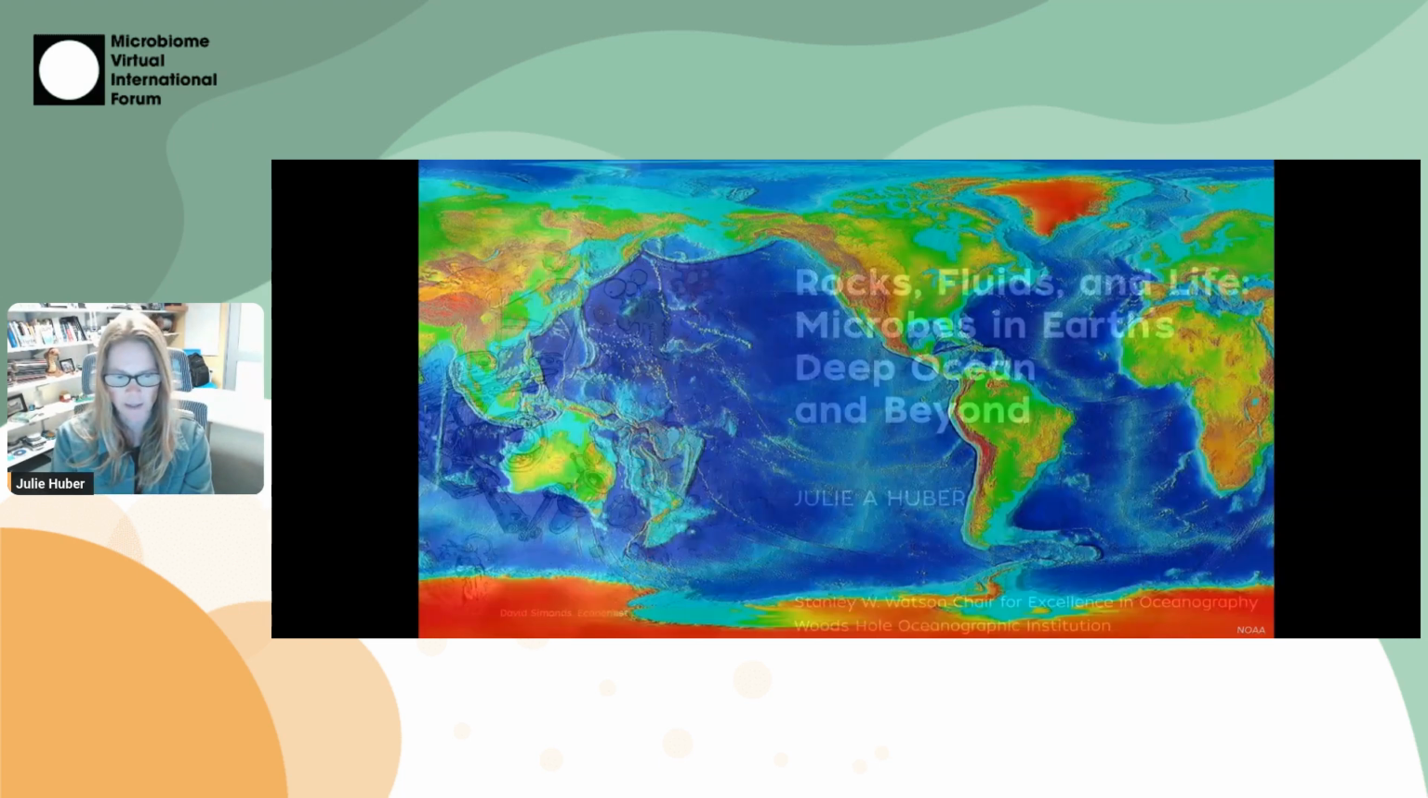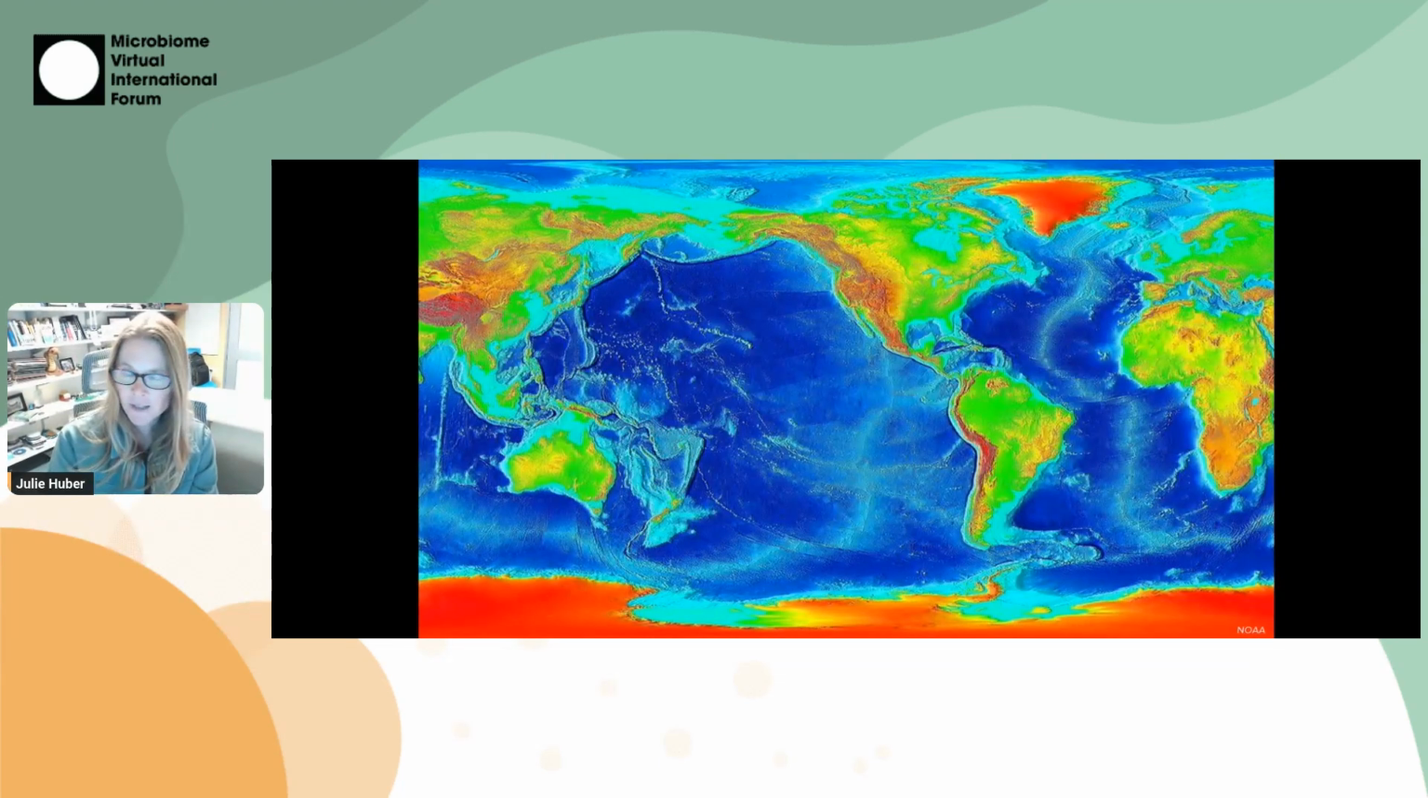So let's dive in. I study microbial life in the deepest parts of the ocean, and this is one of my favorite maps of the planet, which is a little bit weird because the ocean has actually been subtracted out of it. But what I like about it is that you can actually see the seafloor and all the amazing features that cover 70% of our planet's surface. Most of the seafloor is covered in sediments, but beneath it all is the rocky ocean crust, the habitat that I study.